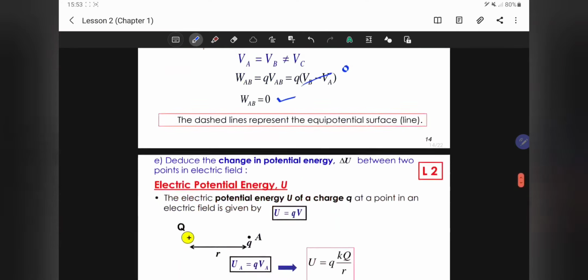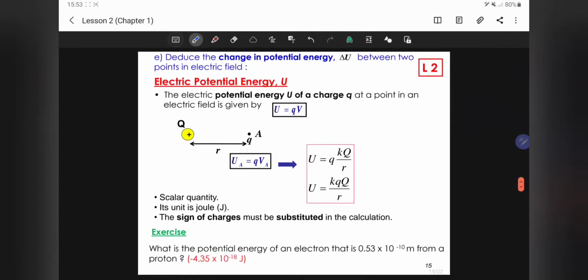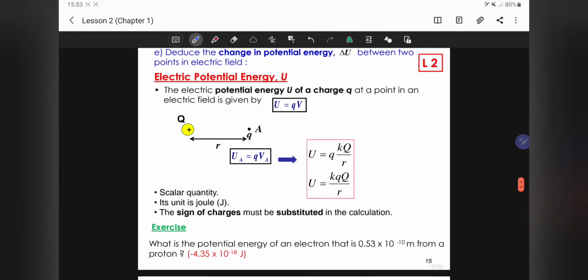Okay, next, let's discuss the electric potential energy. What is that? The electric potential energy, the symbol is capital U, of a charge Q at a point in an electric field is given by this equation: U equals QV. Don't be confused. Capital U represents the electric potential energy, while capital V represents our electric potential. So electric potential energy equals the charge multiplied by the electric potential.